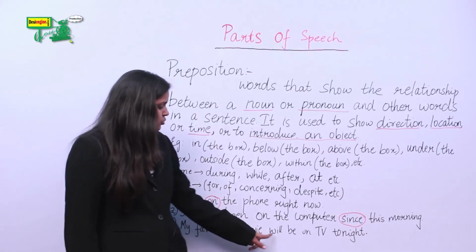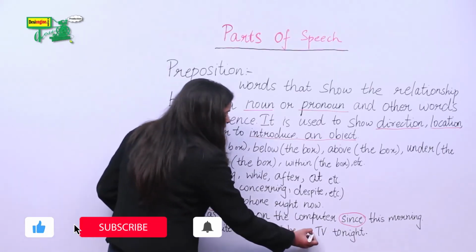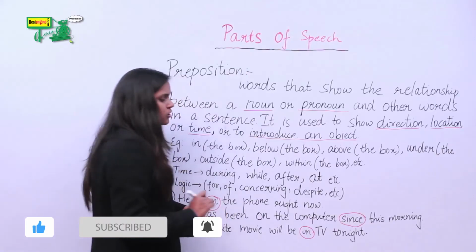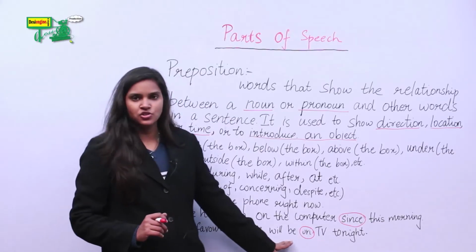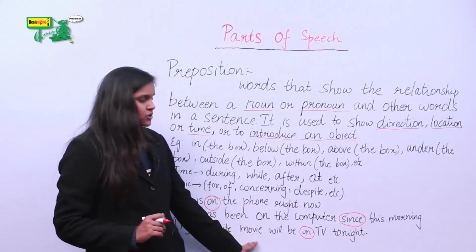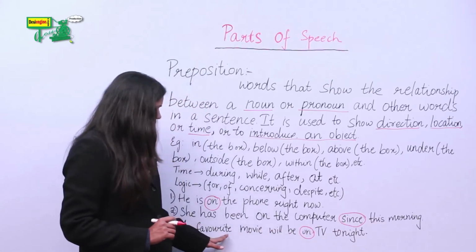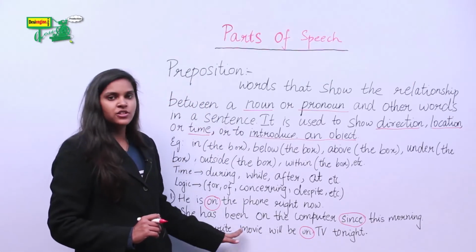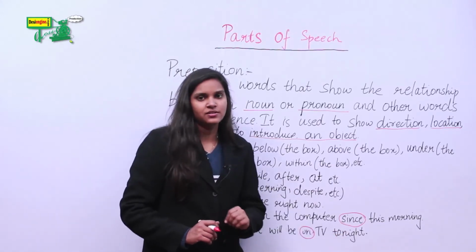My favorite movie will be on TV tonight. Here, on is a preposition because it shows the relationship between the favorite movie and TV. How? Because the favorite movie will be on TV tonight.